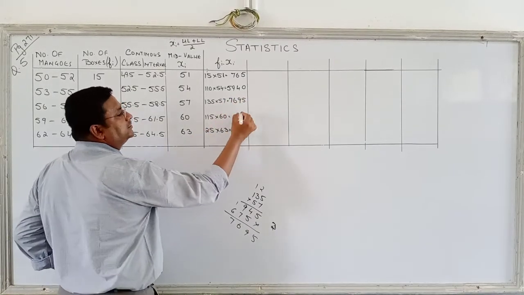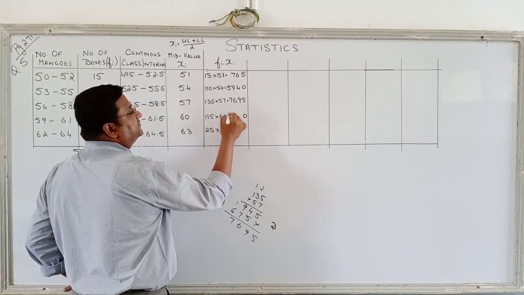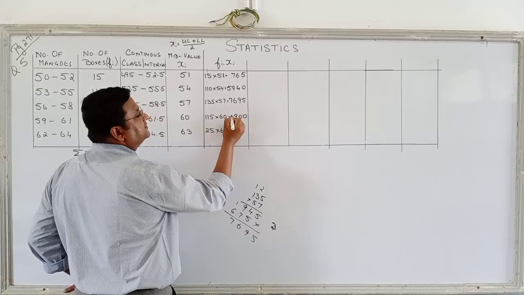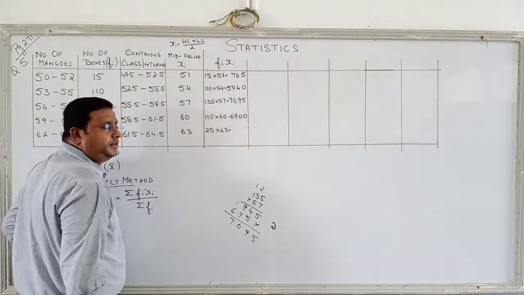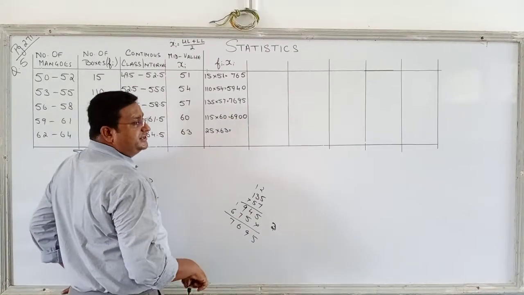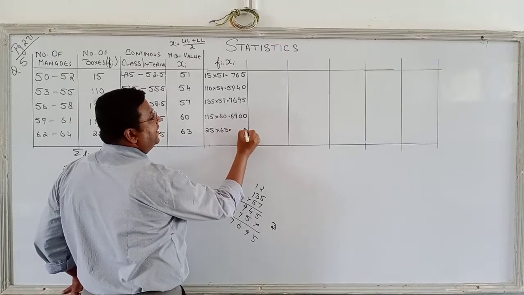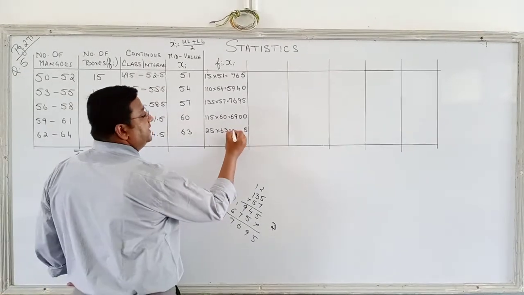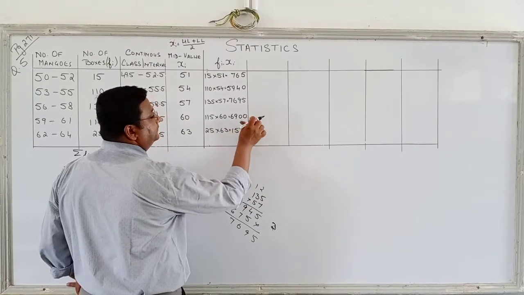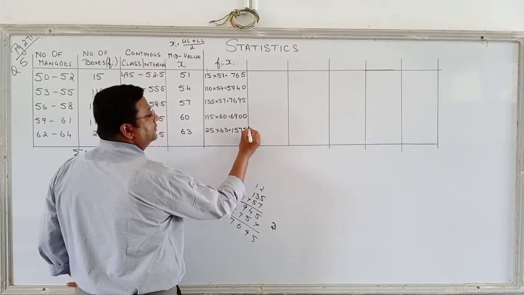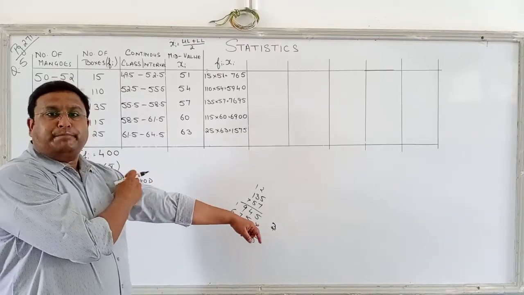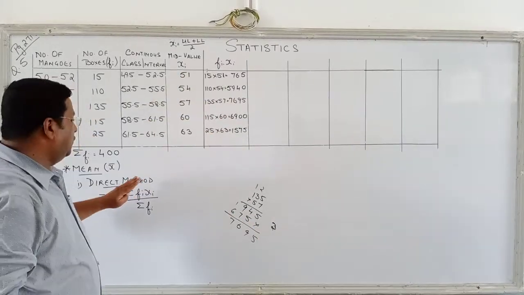And then 115 into 60, 0. 6 5s are 30, 0, carry 3. 6 1s are 6 and 3, 9. 6 1s are 6. 25 into 63, 25 3s are 75, carry 7. 25 6s are 150, 150 and 7, 157. Here, calculation is big, but you can see straightforward formula.